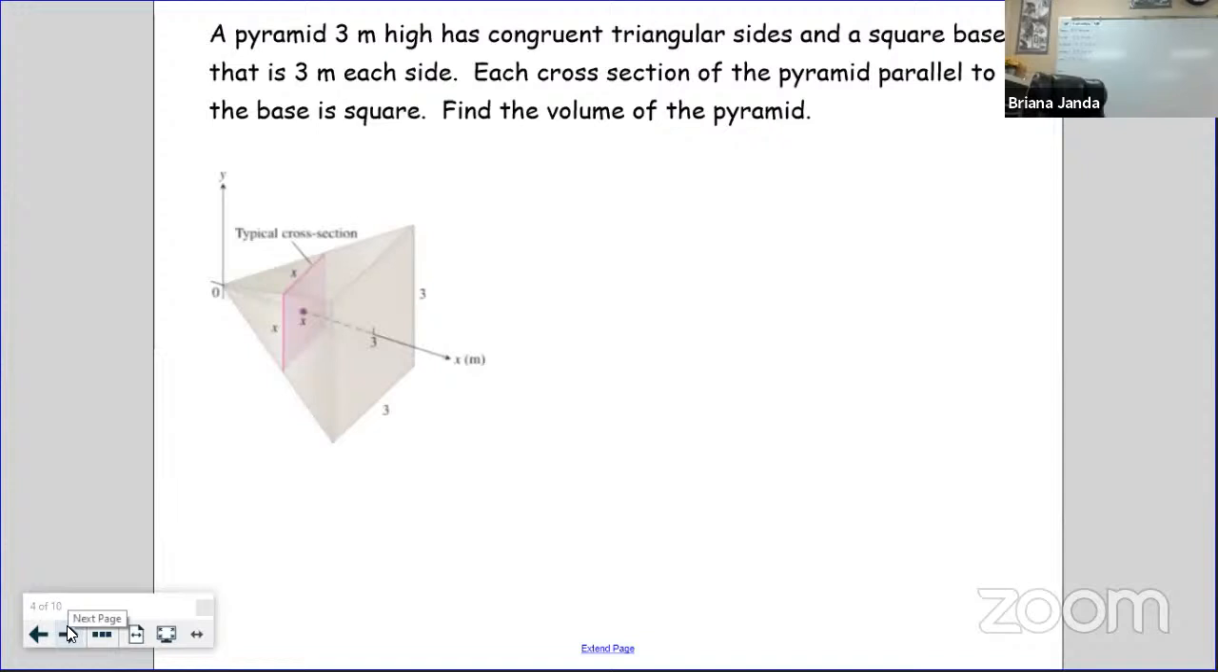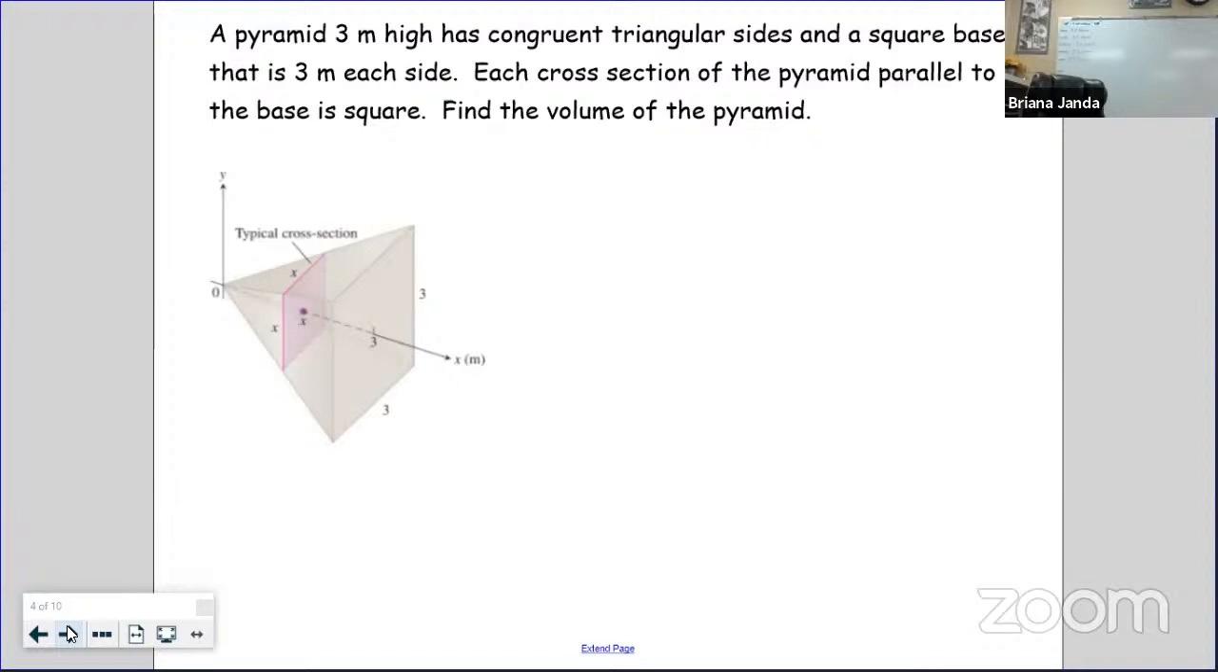Okay, so here is an example of this. A pyramid that is 3 meters high has congruent triangular sides and a square base that is 3 meters on each side. Each cross section of the pyramid, so if I were to slice off the top of the pyramid, each cross section, which you can see highlighted here in this pink box, and this is going to be key to us, is parallel to the base square, and they are parallel to your x-axis. If you can see that picture, whatever it's parallel to will tell you what axis you are, or what variable you are integrating with respect to.